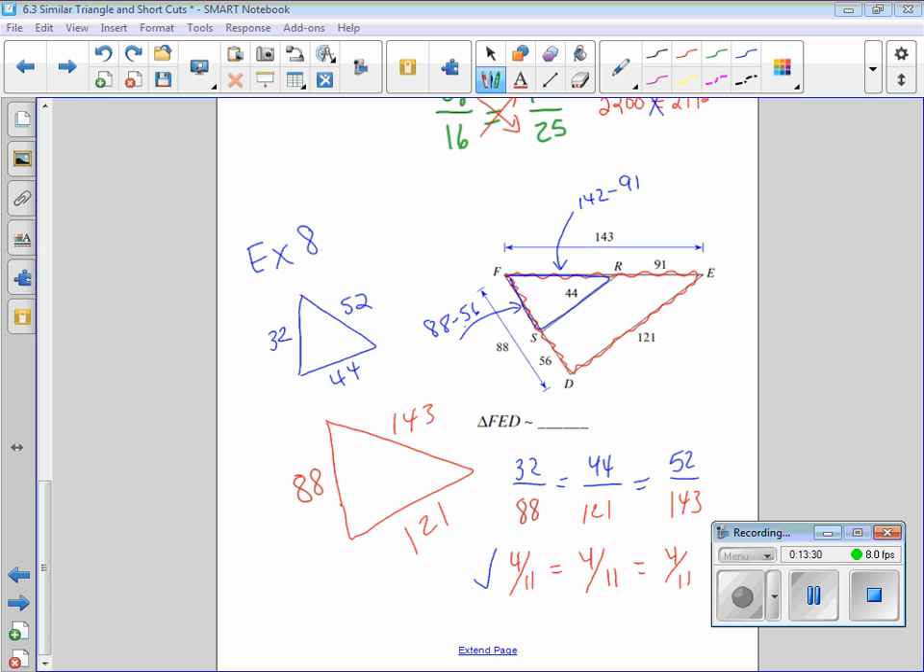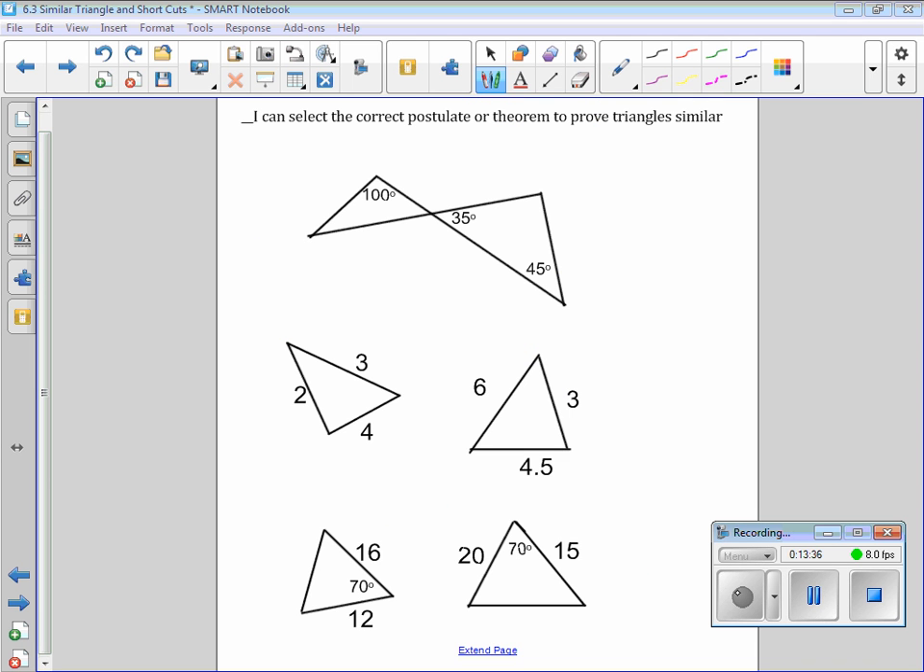Okay, so these two triangles are similar, and so I can write a similarity statement. And there you have it, two triangles that are similar. Let's move on. All right, so here's three problems, and I want you to decide which one, if any, work to show that these triangles are similar.